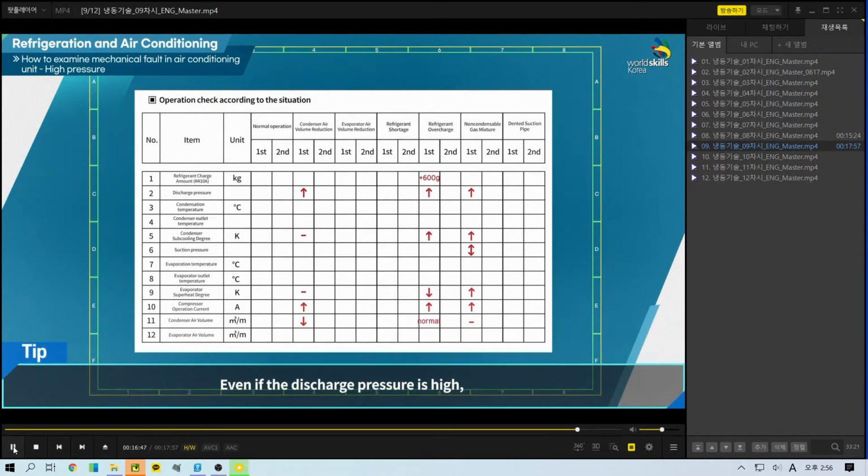Even if the discharge pressure is high, there can be a difference in the specific data depending on the situation. In order to quickly find the fault and its reason, it is necessary to understand the problems that occur according to situations and to be trained repeatedly by comparing the difference in the measured data.